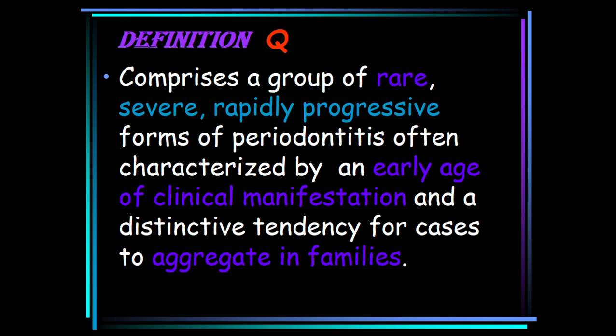Now, again discussing the keywords. It comprises a group of rare. Rare means it is not normally seen. A severe, rapidly progressive form of periodontitis that is seen at an early age. It has an earlier age of clinical manifestation and a tendency for cases to aggregate in the family. That means this disease is running in the family.